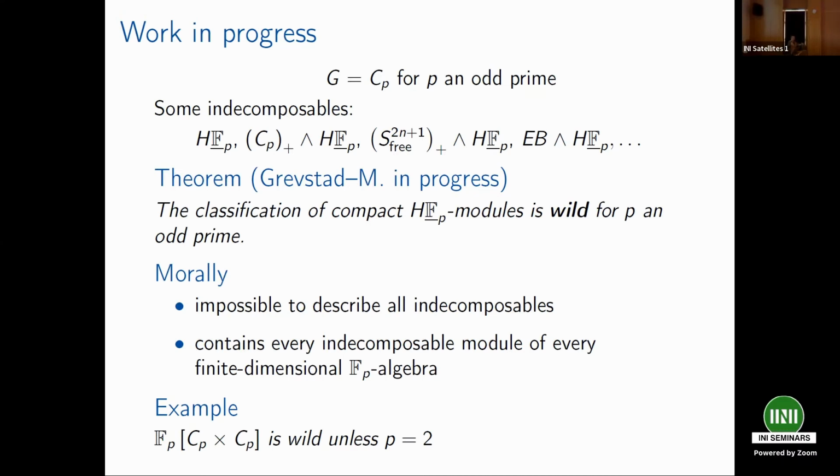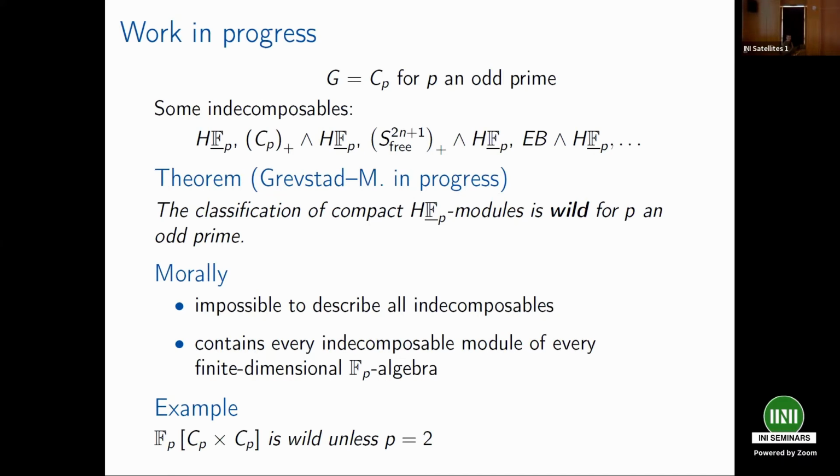So if you had such a list, it would contain a list of every indecomposable module of every finite dimensional FP algebra. You might have seen this kind of thing show up when people talk about modular representation theory. So for example, the modular representation theory of cyclic groups is nice, but already if you take CP, the group ring FP adjoins CP cross CP, this is going to be wild unless the prime is 2. So I think I'm about out of time.